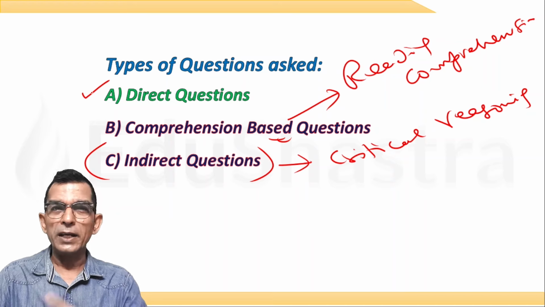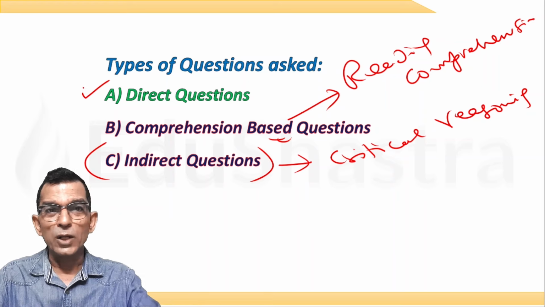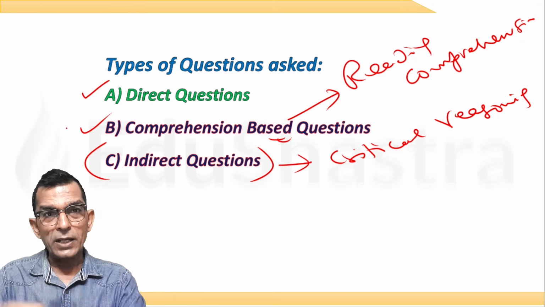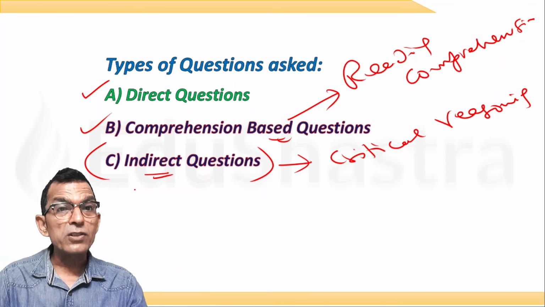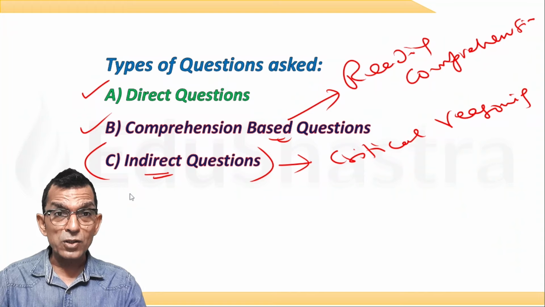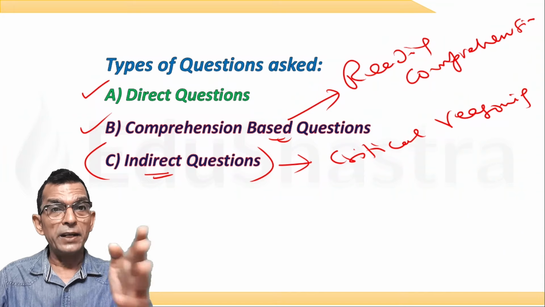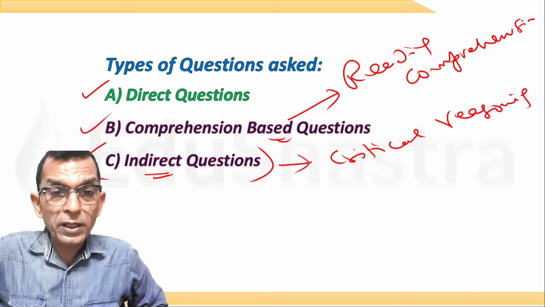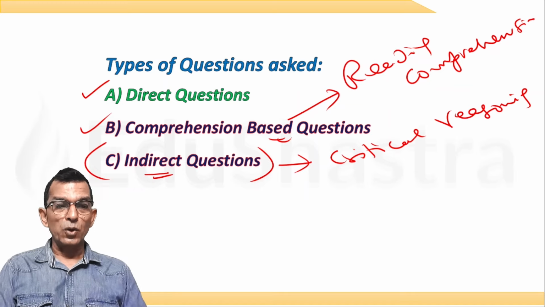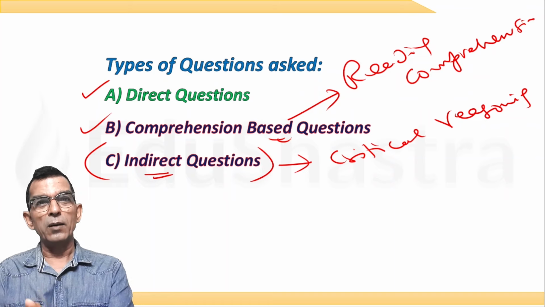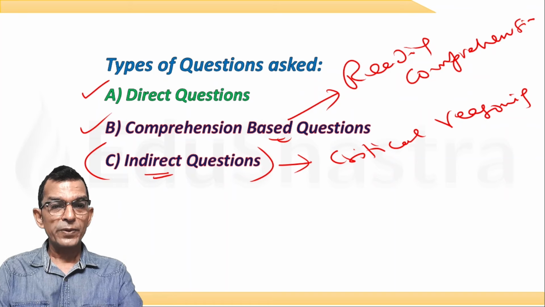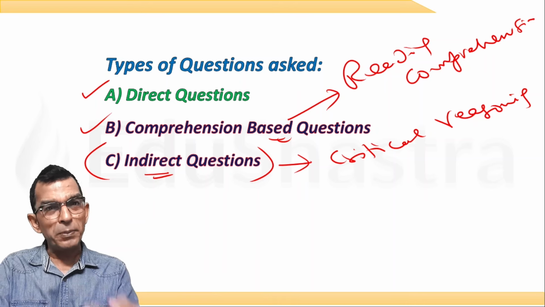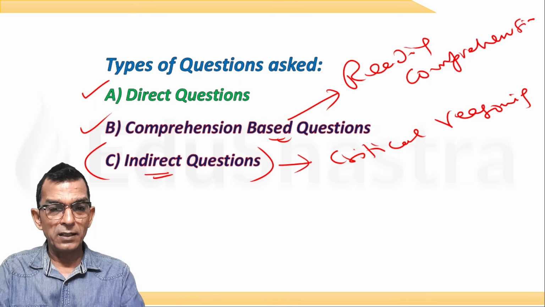Direct questions, I can give you very easy solutions. Sir, how to choose the correct answer? Comprehension-based questions, I can tell you. But when it comes to indirect questions, then there are a lot of terminologies to be learned, and the correct way to reason out has also to be learned. So indirect questions will require a little bit more knowledge. Comprehension-based questions are the easiest because there are typically only 3-4 questions.